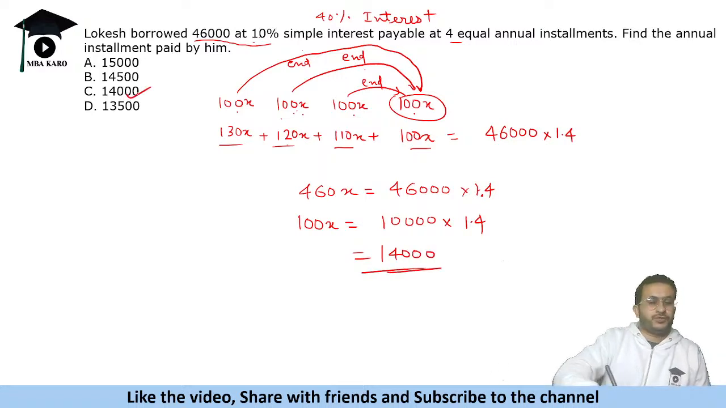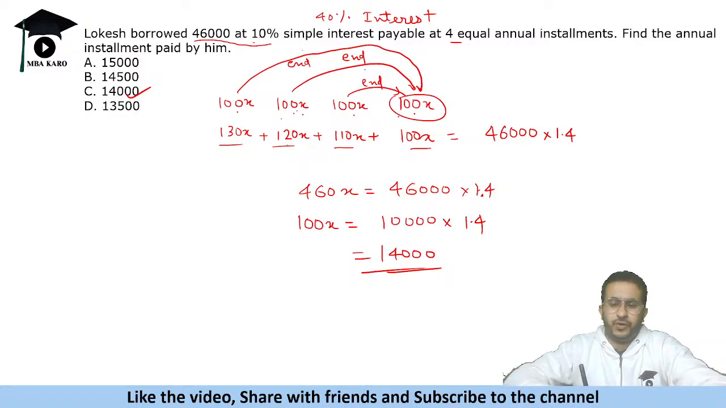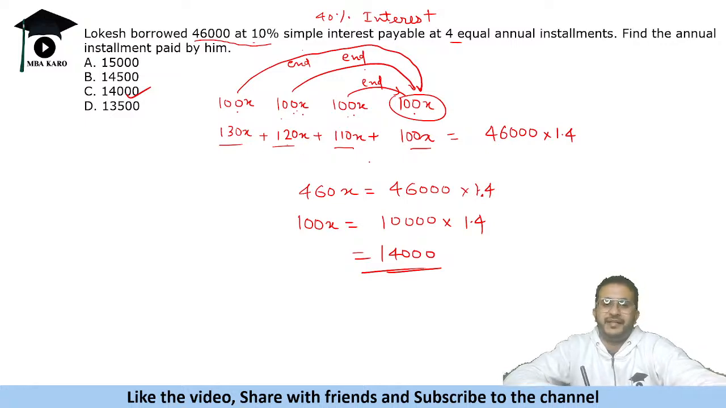So what we do in installment based questions is we take all installments to be 100x. Now, if you do not pay this installment on time, 1 year later it will become 110x. If it is delayed, it will become 120x after 2 years. If this is delayed, it becomes 130x, right? Total, if you do not pay anything and pay together at the end, you will have to pay this, right?